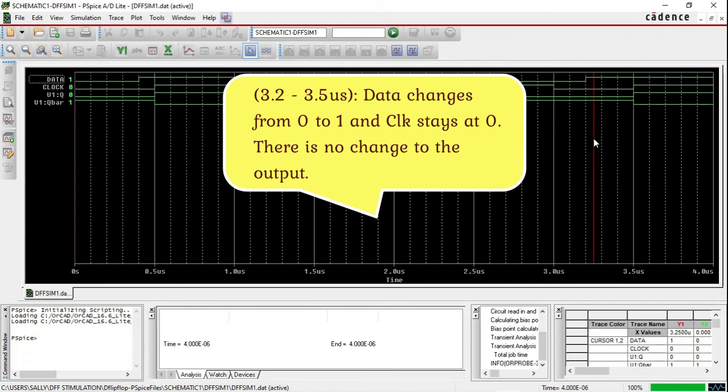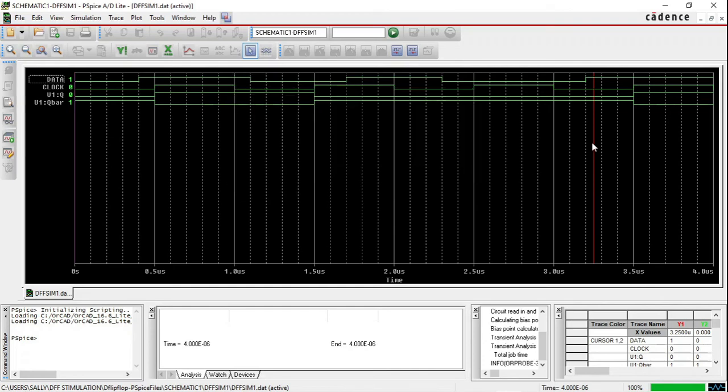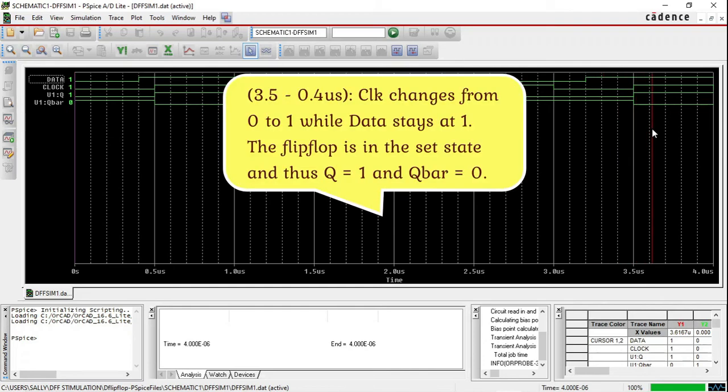Data changes from 0 to 1 and clock stays at 0. There is no change to the output. Clock changes from 0 to 1 while data stays at 1. The flip-flop is in the set state and thus Q equals 1 and Q bar equals 0.